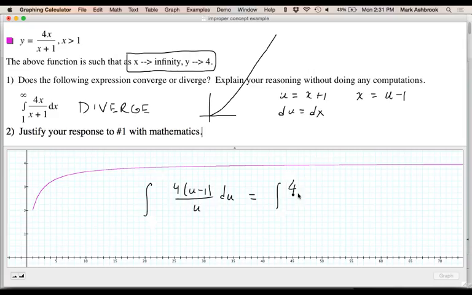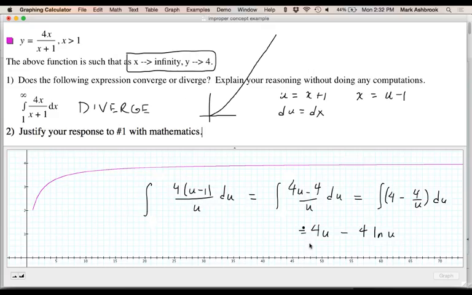This is essentially 4u minus 4 all over u. And that's easy as long as you know what to do. We've seen this before. How do we do that? Okay, split them up, right? We just split it up into 4u over u minus 4 over u. So we get 4 minus 4 over u, and now it's a piece of cake, right? That's going to be 4u minus 4 ln of u.